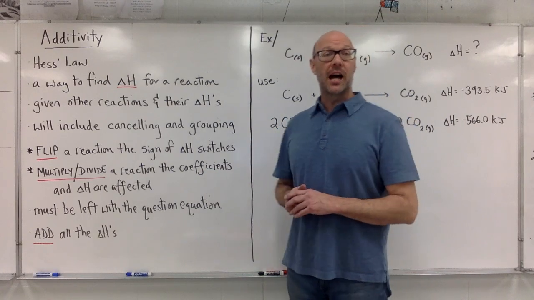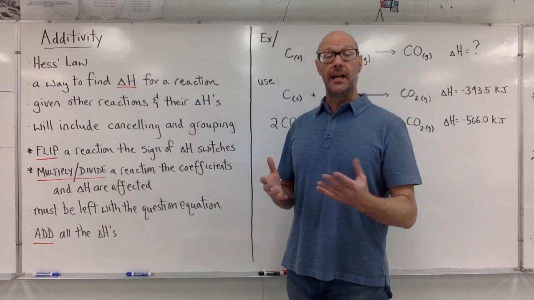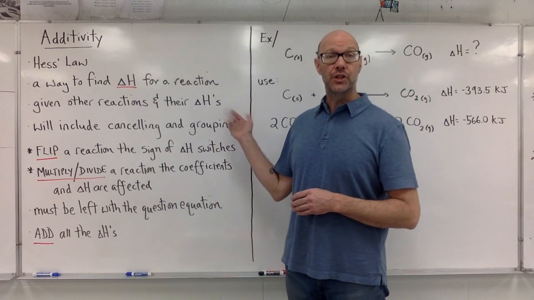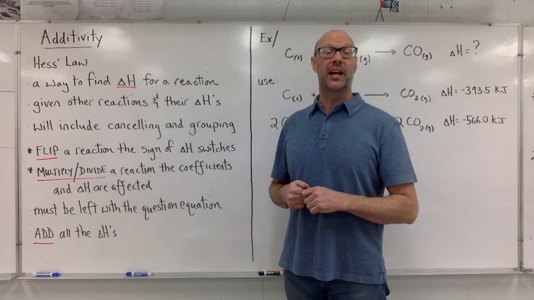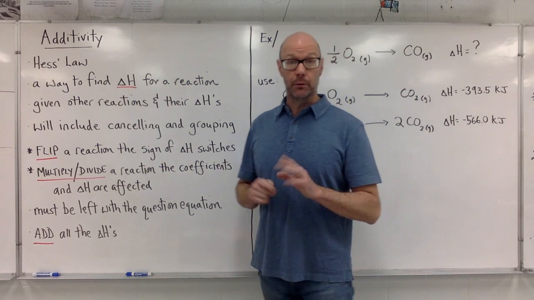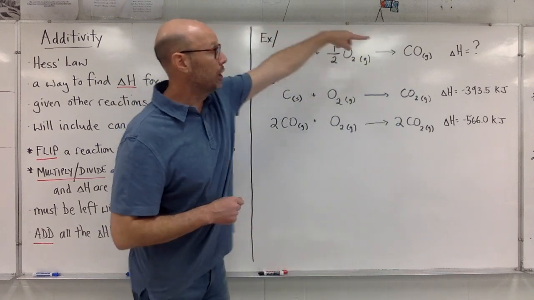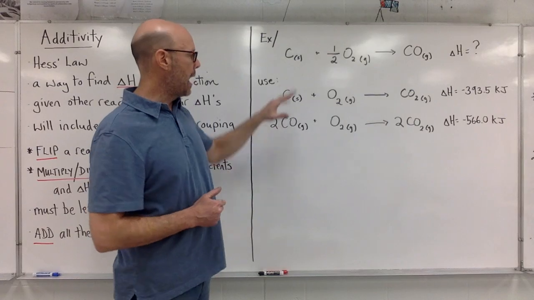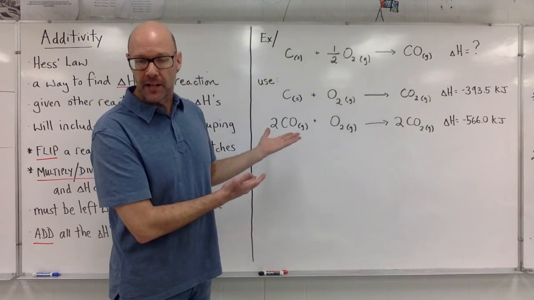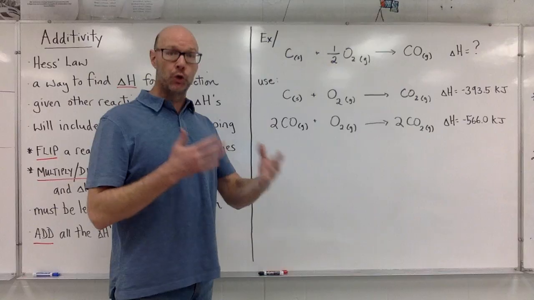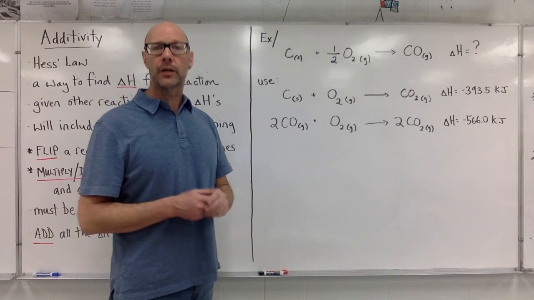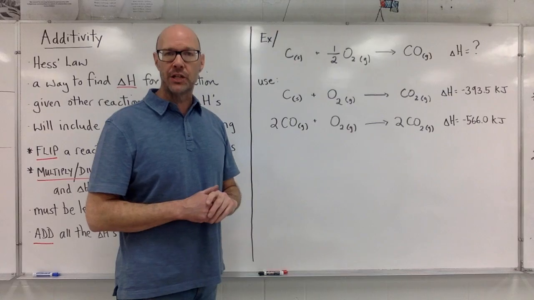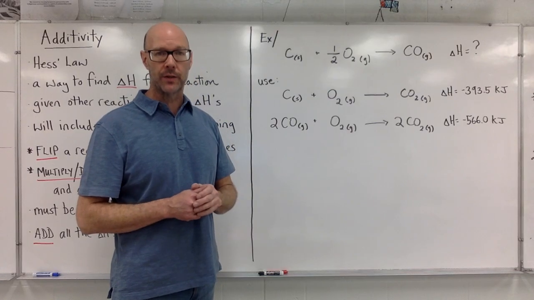What's unique about this kind of question is we're going to be provided with 2 or 3 or 4 other reactions and their delta H's. Let's look at our example, a little bit of foreshadowing. We're looking for the delta H for a balanced chemical reaction, and we're provided, this example has 2, but some other 2 or 3 or 4 other chemical reactions, they're balanced, and their delta H's are provided to us.